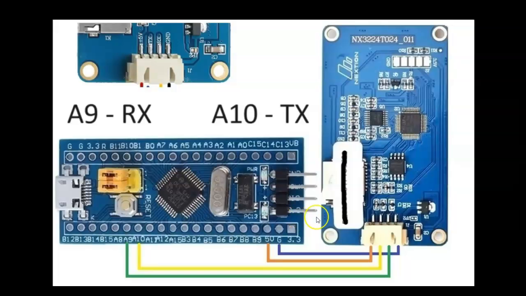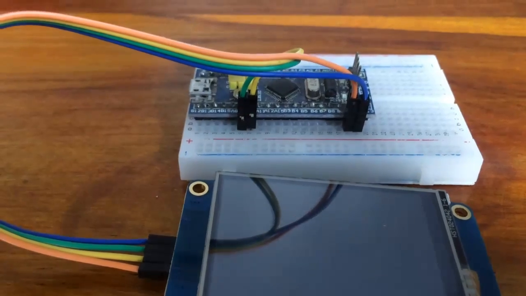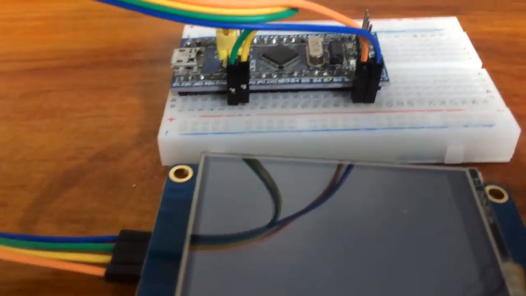The wiring diagram is here. The pin labels are here. A9 to RX, A10 to TX. The wiring connection is like this.